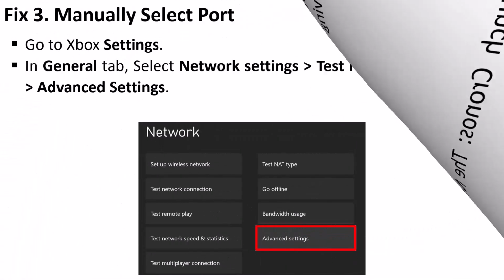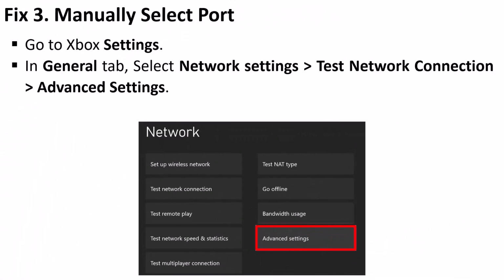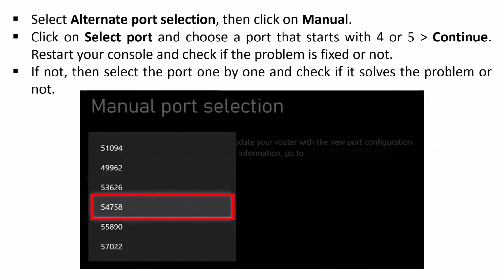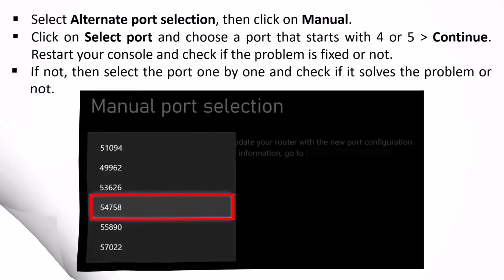Fix 3 is to manually select port. Go to Xbox settings, in general tab select network settings, test network connection, advanced settings. Select alternate port selection, then click on manual, click on select port and choose a port that starts with 4 or 5. Continue. Restart your console and check if the problem is solved or not. If not, then select the port one by one and see which one works for you.